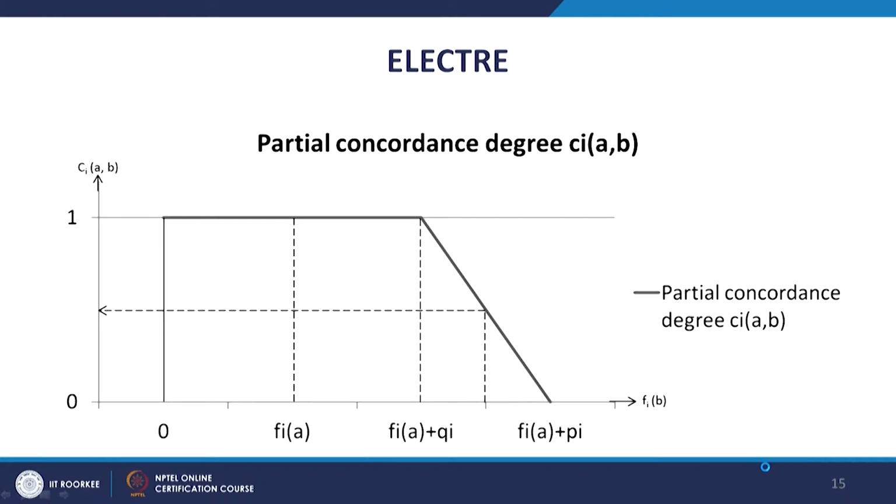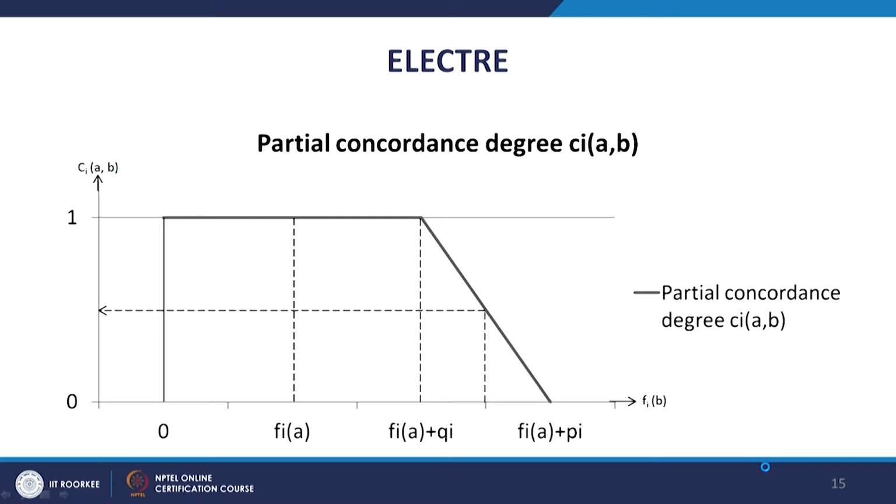To visualize this and understand it in a much better sense, we will look at this chart here, which is about the partial concordance degree ci(a,b). Here you can see that on the y axis we have ci(a,b), which is the partial concordance degree that we want to measure for these two alternatives A and B. The outranking relation is that A outranks B. On the y axis the values lie between 0 and 1. In the x axis we have fi(b).